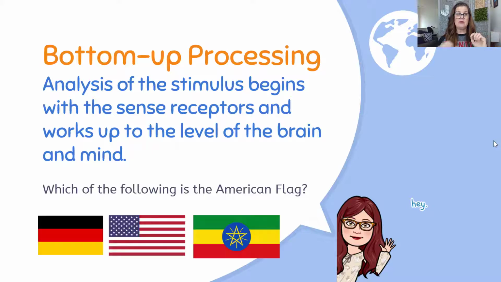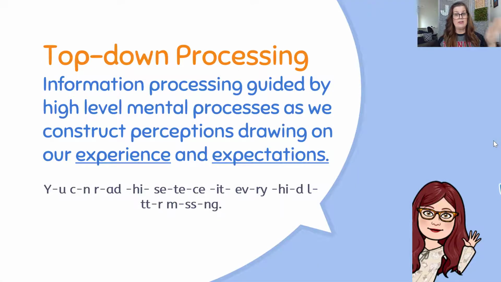Given that, which of the following is the American flag? Using bottom-up processing, you know that the American flag is red, white, and blue. Because you use the stimulus of the flags and your sense receptors, you can figure it out from the bottom, the basic information. The American flag is red, white, and blue. You know that the flag is the one in the middle. That is bottom-up processing.